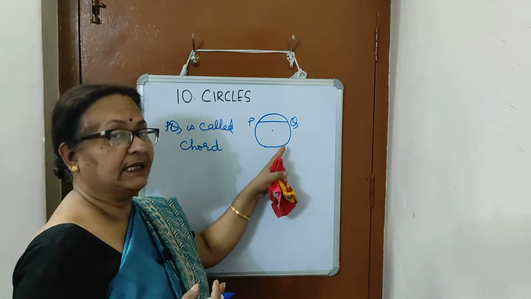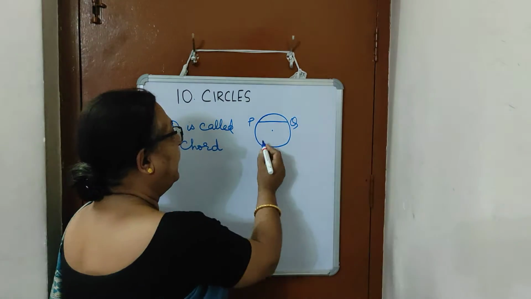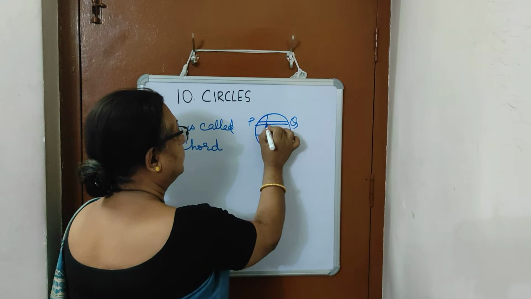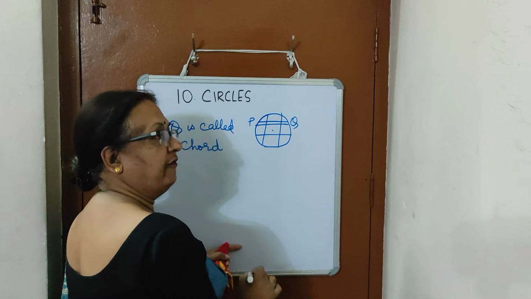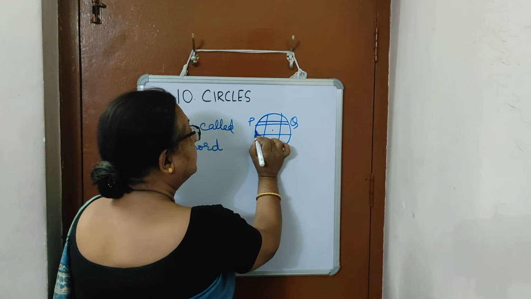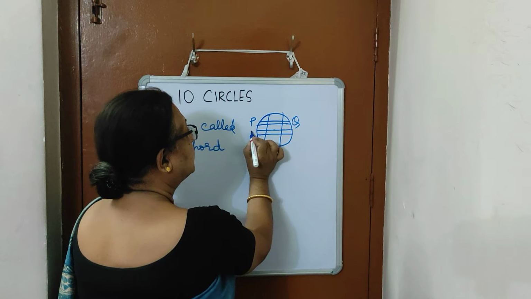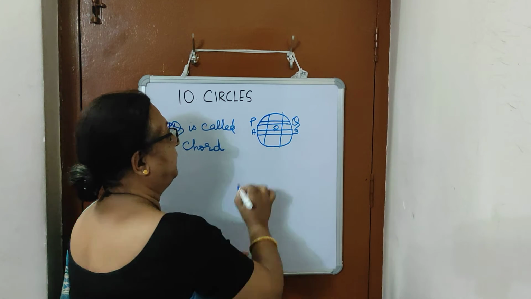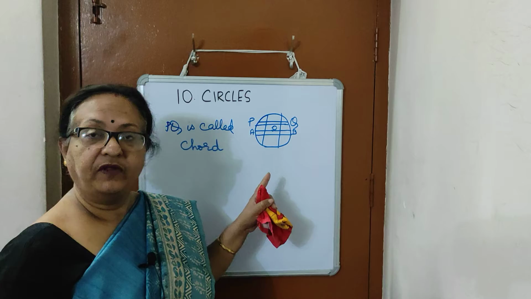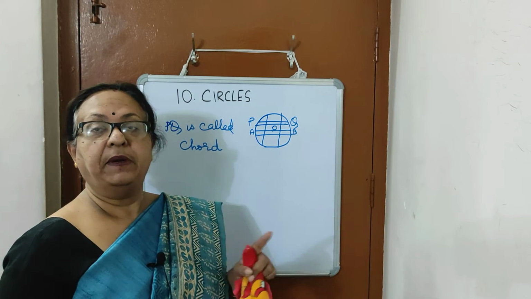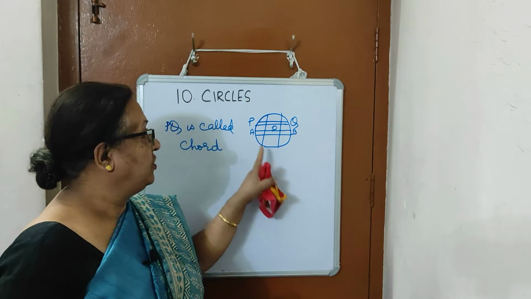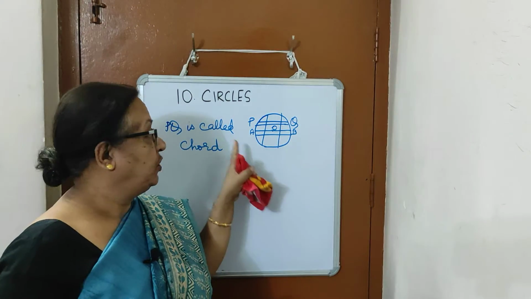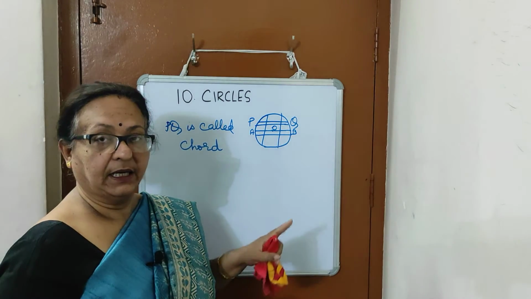How many chords can a circle have? It can have many chords. Now this one, is this a chord? Suppose I say AB. This is the center of the circle. Is AB a chord of the circle? Yes, AB is a chord of the circle because the end points A and B are lying on the circle. So AB is a chord of the circle.